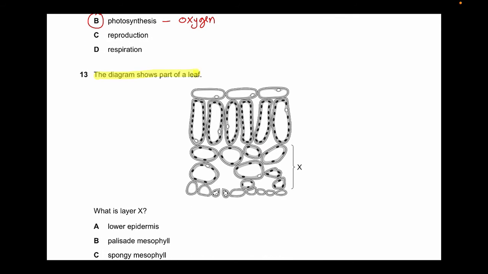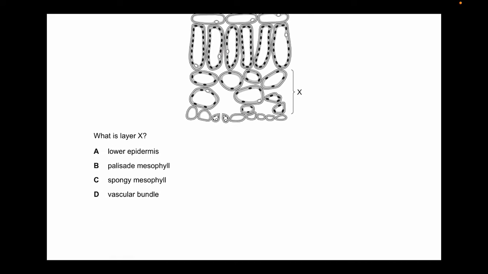The diagram shows part of a leaf. We can see X. X is a spongy mesophyll cell.